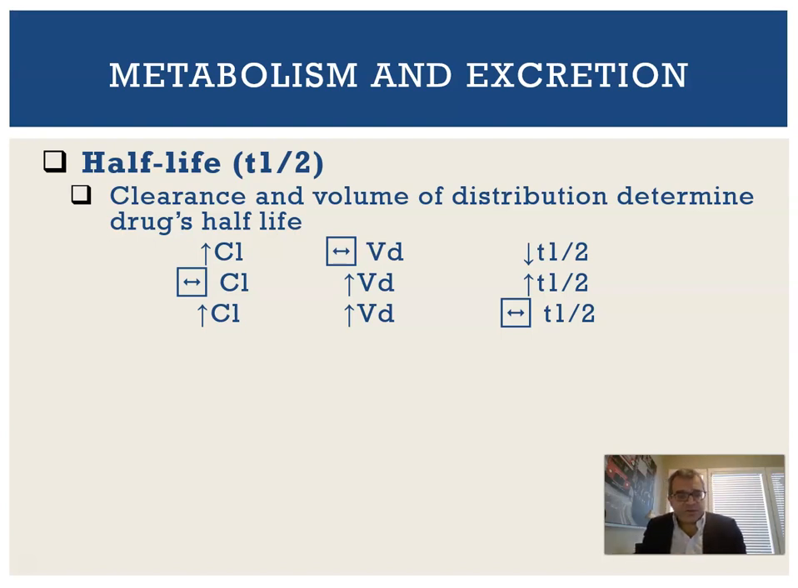Okay, so let's look here. If the clearance is increased and volume of distribution remains the same, what happens to the half-life? It goes down. Why? The higher the clearance, the shorter the time the drug will stay in the body, so the half-life will be shorter. On the other hand, if the clearance stays the same and volume of distribution increases, the half-life will go up. Why? Because when the volume of distribution increases, the drug distributes all over the body, hiding from the elimination organs, and the half-life will be longer.